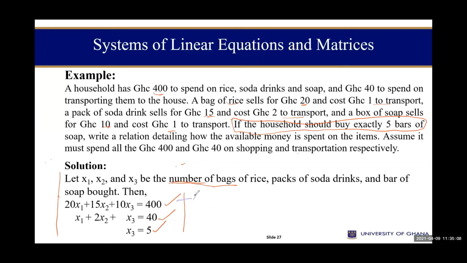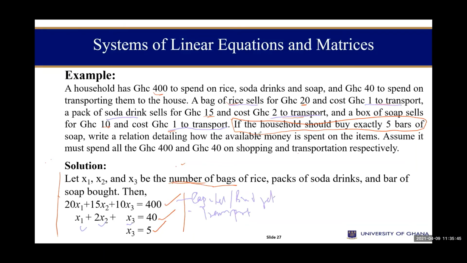This is the amounts to spend, so let's call it our budget. The next one is our transport. We are told that we have 40 to transport the items. One Ghana cedi will cost us to transport rice, two Ghana cedis will help us to transport soda drinks, and one Ghana cedi will help us to transport bagos. Therefore, X1 plus 2X2 plus X3 is equal to the 40 we have to spend.